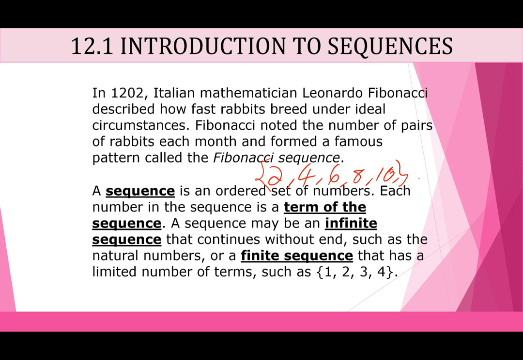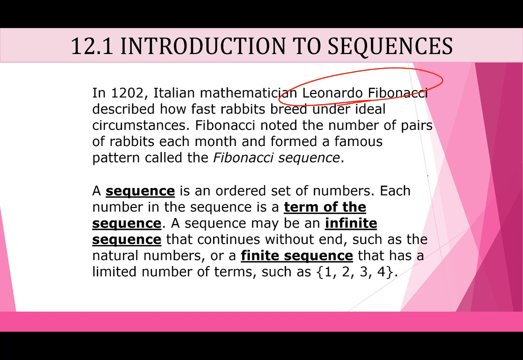So an infinite sequence can be something that goes forever, like all even numbers, or a finite sequence which has some sort of cap to it, all even numbers up to 10, for example. But a sequence is a sequence. It's basically a list of numbers, typically with some sort of arrangement to them.